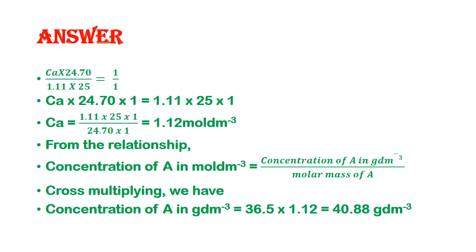Okay, now from the relationship, concentration of A in mole per dm cube is equal to concentration of A in gram per dm cube all over molar mass of A. Now we can use this concentration of A in mole per dm cube to find the concentration of A in gram per dm cube. So you cross multiply, you have concentration of A in gram per dm cube is equal to what? Molar mass of A times concentration of A in mole per dm cube. That is 36.5 times 1.12. That will give us 40.88 gram per dm cube.